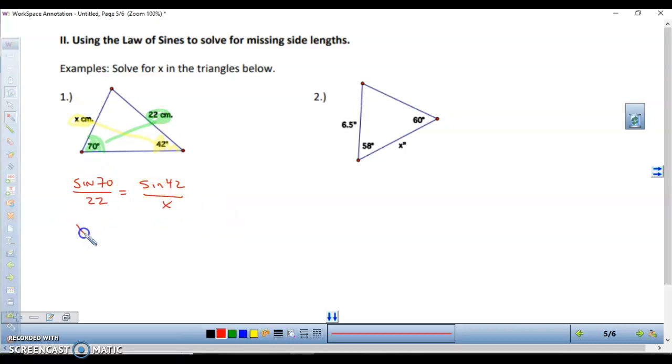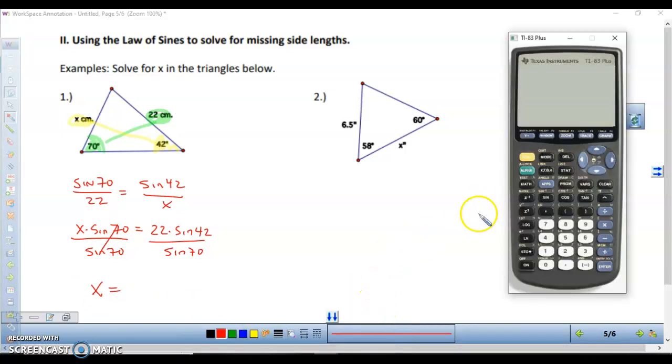When I cross multiply, I get x times the sine of 70 is equal to 22 times the sine of 42 degrees. And then finally, I'm just going to divide both sides by the sine of 70. So x will equal, let me pull out my calculator here and punch this in. I need to make sure I'm in the correct mode. Remember, you have to be in degree mode. My calculator, every time I restart it, defaults to radians. And remember, the thing you could always do in your calculator is do sine of 30, and it should equal 0.5 if it's in the correct mode, which mine is.